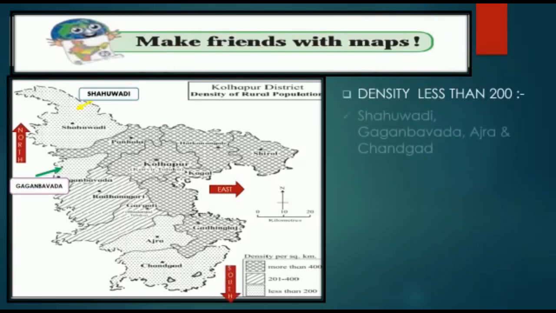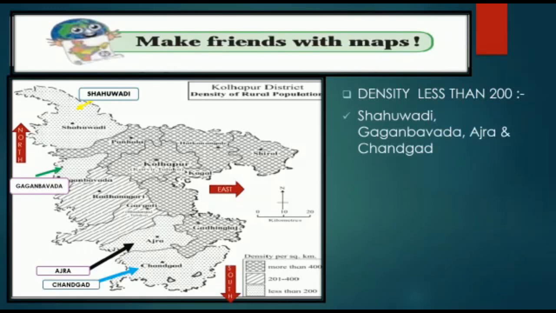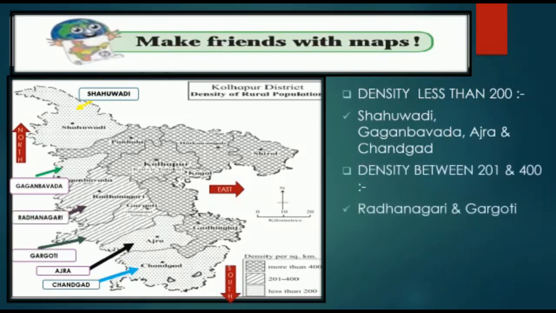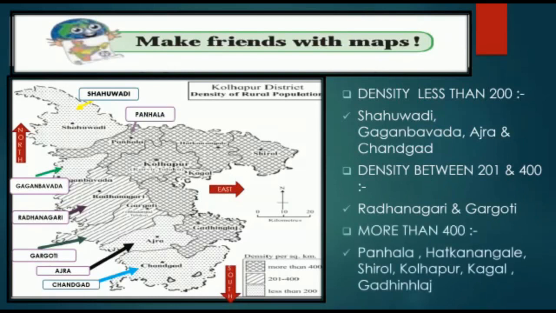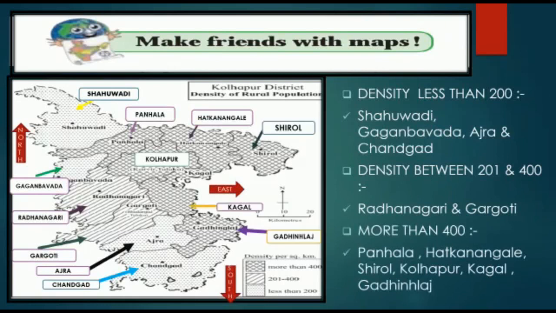Shahuwadi, Gaganbavda, Ajra and Chandgad have density less than 200 per square kilometer. Radhanagari and Gargoti have density between 201 and 400 per square kilometer, whereas Panhala, Hatkanangle, Shirol, Kolhapur, Kagal and Gadhinglaj in the center and the east have the higher density of population, more than 400 per square kilometer.